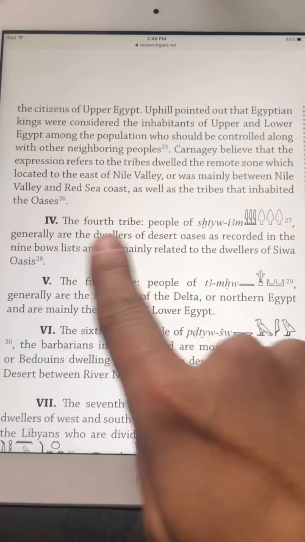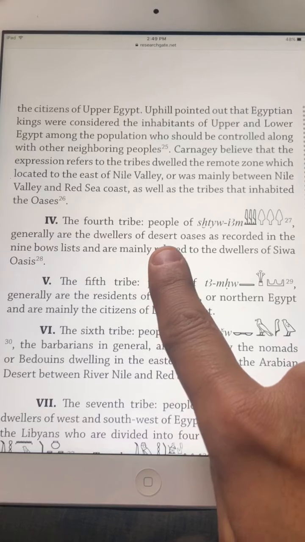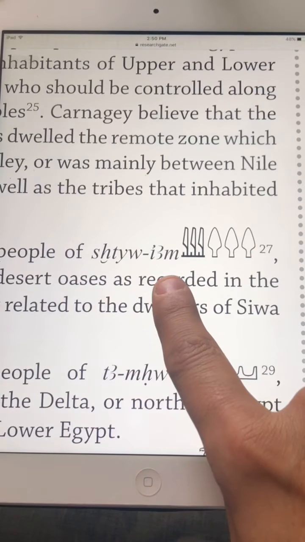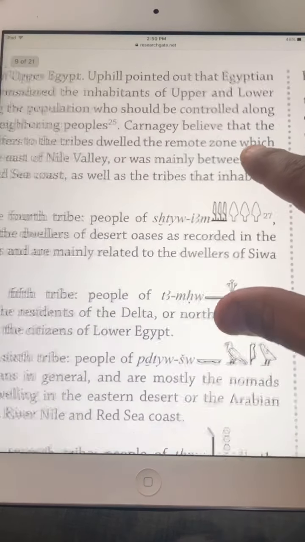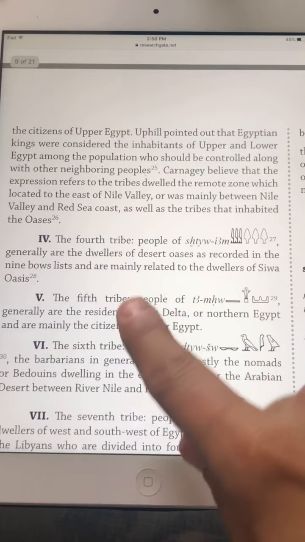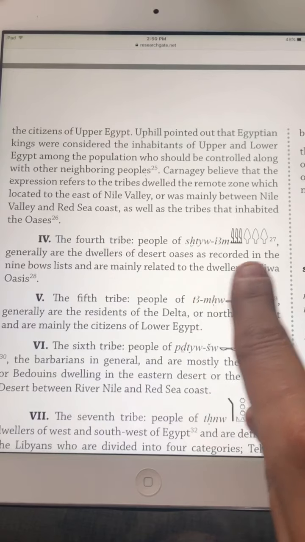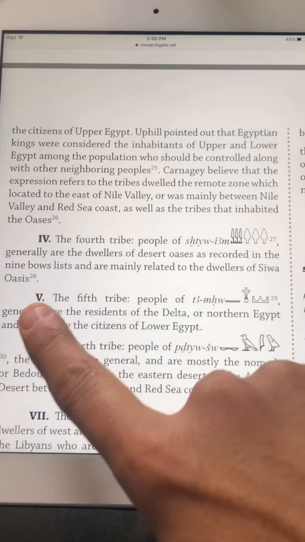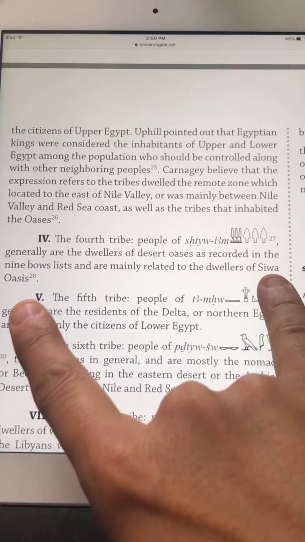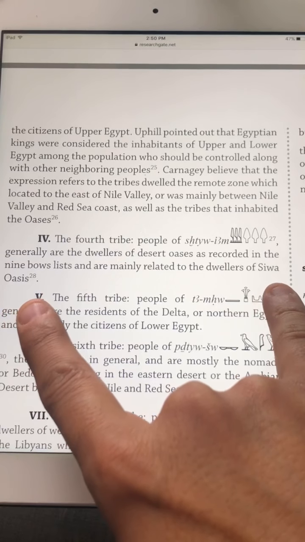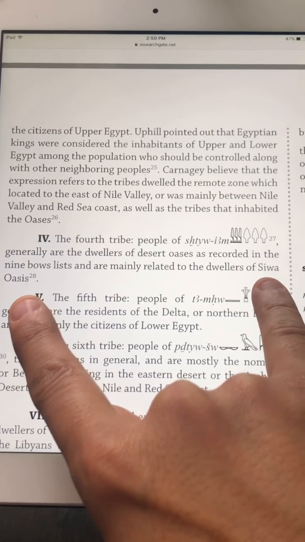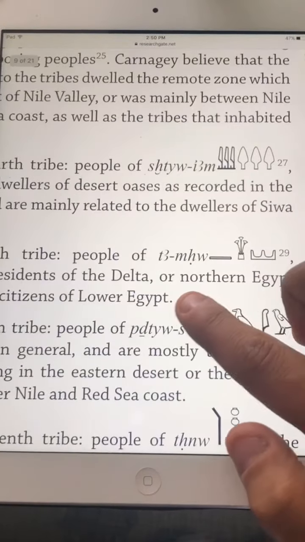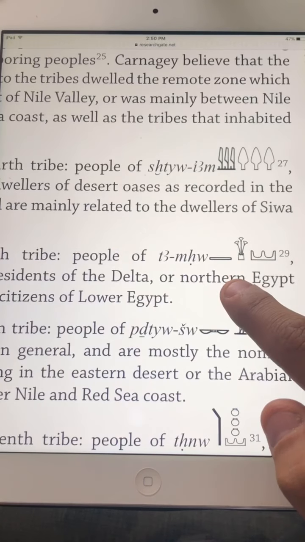All right, the fourth tribe or enemy of Egypt was the people of the Saheti Iyam. They are known generally as the dwellers of the desert oasis and are recorded in the Nine Bows list and are mainly related to the dwellers of Siwa Oasis, which is well known for being the place where Alexander got deified by Alexander the Great. The fifth tribe is the Ta Mehu. So Ta Mehu.